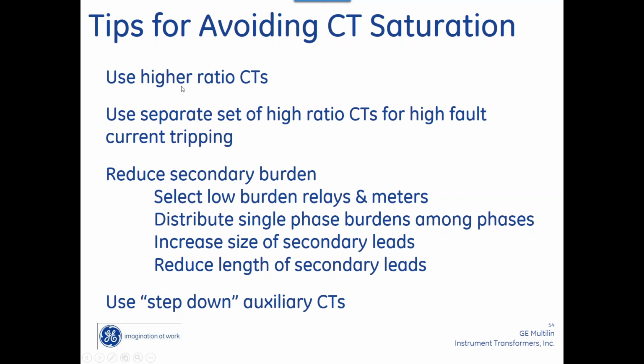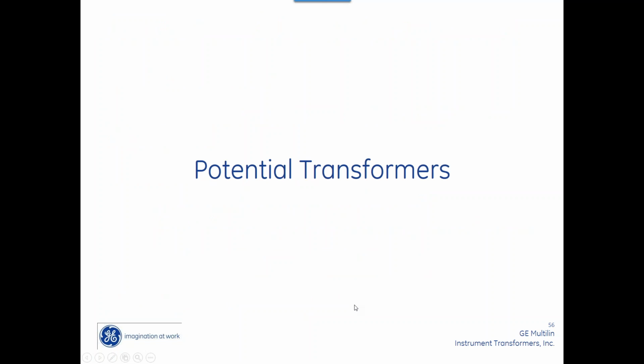Tips for avoiding CT saturation: use higher ratios, use a separate set of CTs with higher ratios for high fault currents, reduce the secondary burden, and use step down auxiliary CTs, which I don't personally care for. I've covered that really quick. Are there any questions on CTs?